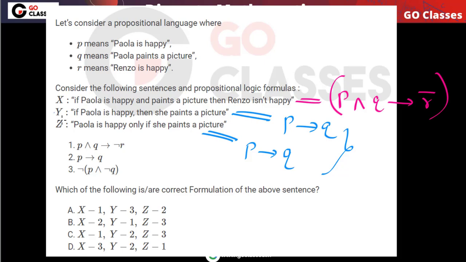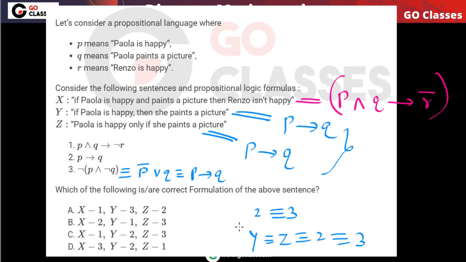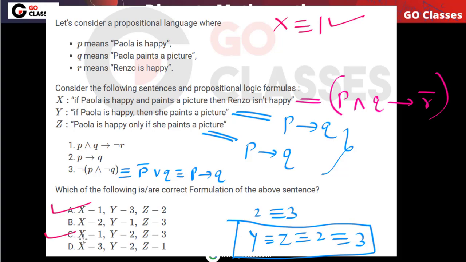So I can say Y comma Z you can match with 2. And remember, this is the same as P bar or Q, and this is the same as P implies Q. So 2 is equivalent to 3, and Y is equivalent to Z, and they are equivalent to 2 comma 3, and X is equivalent to 1. So finally, X should definitely match with 1, and Y comma Z can match with 2 comma 3. So this is correct. The answer will be option A comma C.